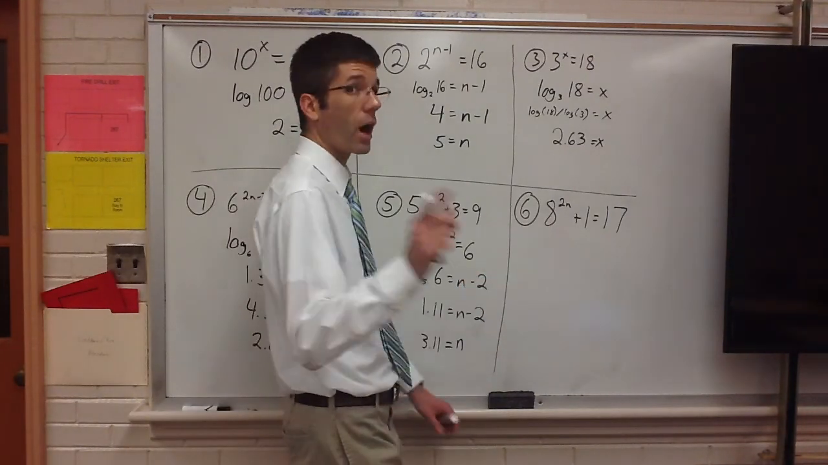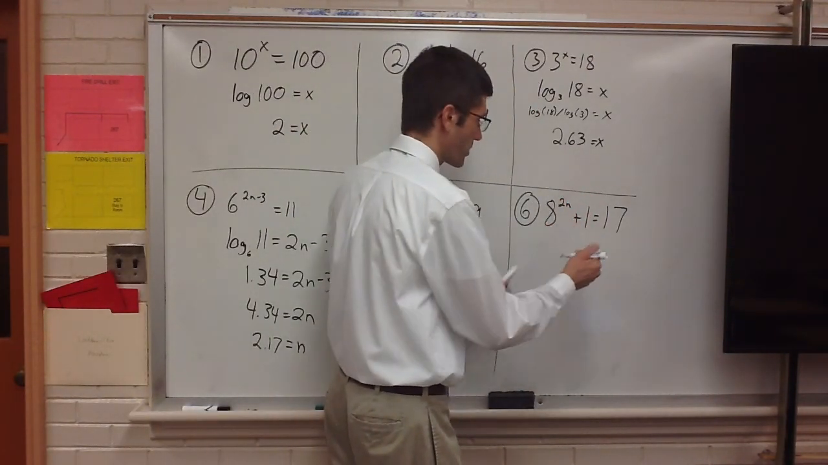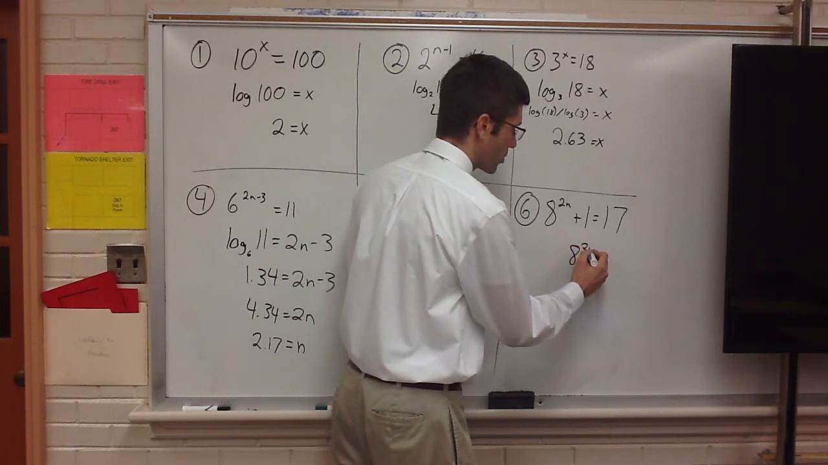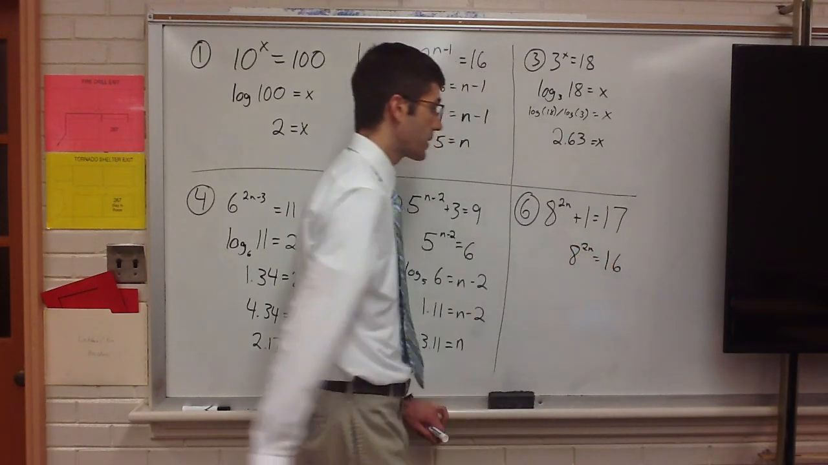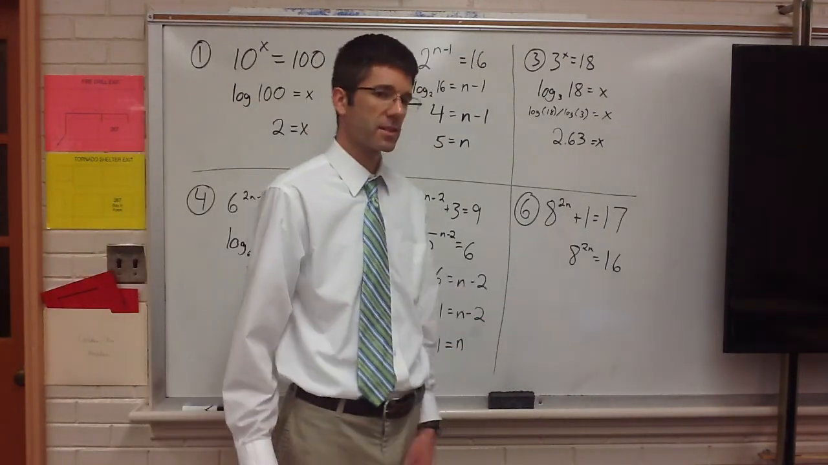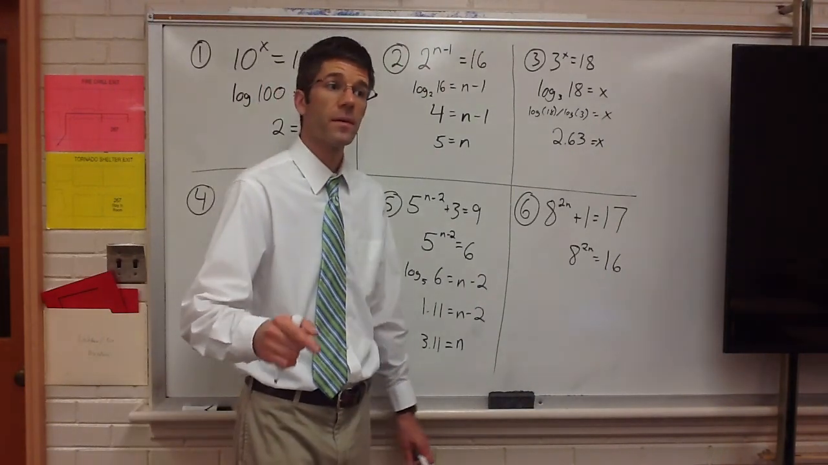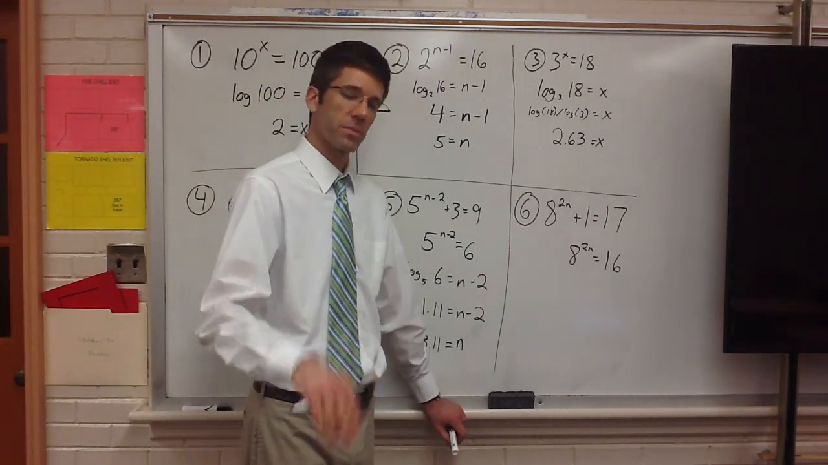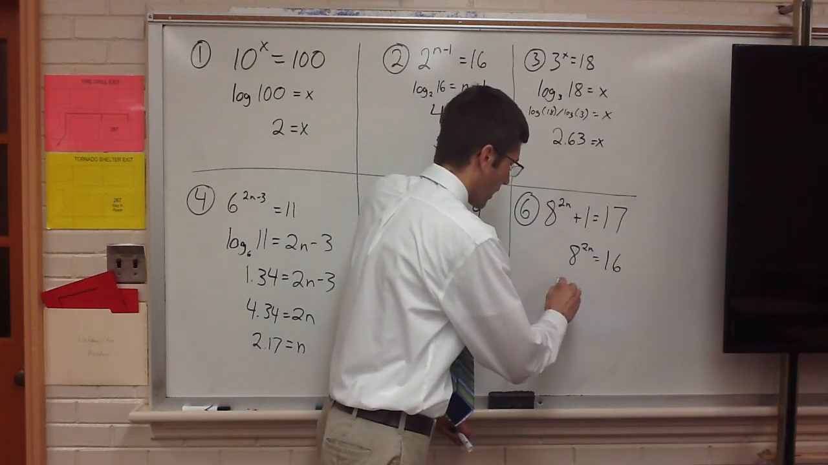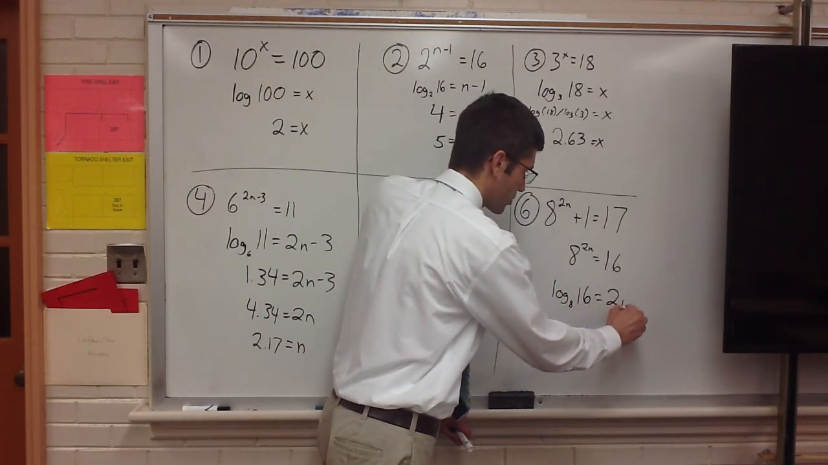This one started almost as an exponential form. That 1 is in the way, so now we really write it as 8 to the 2n equals 16. And a lot of people look at that and they say, oh, 8 times 2 is 16. Yeah, sure it is, but that's not what we're dealing with. We're dealing with an exponent, not just straight up multiplication. So we're going to have to write it as a log. Log base 8 of 16 equals 2n.